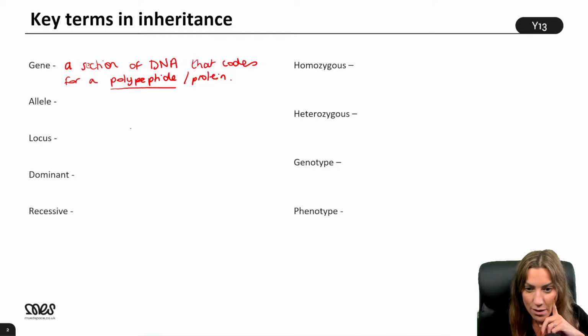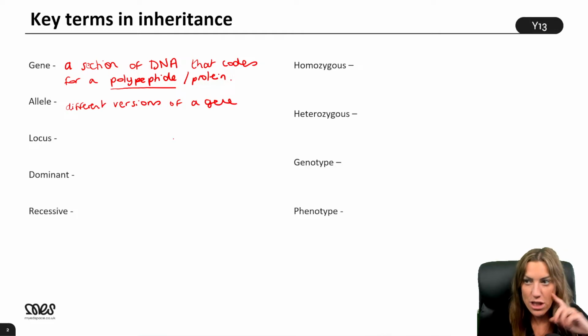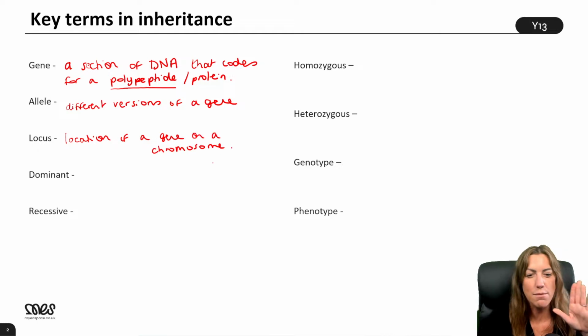Allele, we've got allele going on as well, different versions of a gene. That will do. Different versions or different forms of a gene. Anything like that would be sufficient. So we're going to look at allele first and just make sure that we're clear on what that means. Grace went for locus, the location of a gene on the double helix. Or what we normally say, Grace, is just the location of a gene on a chromosome. That will be what it says on the mark scheme, okay? The location of a gene on a chromosome.